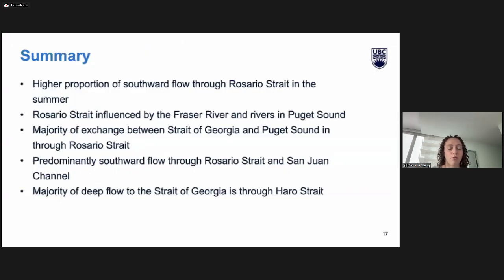So to summarize, some of the key points are that there's a larger proportion of southward flow going through Rosario Strait in the summer, which is likely because of the influence of the rivers in Puget Sound. And then we saw that the majority of southward exchange between the Strait of Georgia and Puget Sound is through Rosario Strait. And we saw that there's predominantly southward flow through Rosario Strait and San Juan Channel, while the majority of the deep flow is going through Haro Strait.